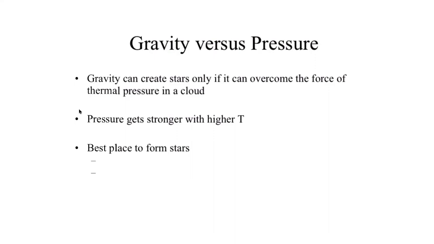And so you need a place where the gravitational force is going to beat the pressure force. And so since the pressure gets stronger the hotter you get, the best places to form stars are the places where the force of gravity is the highest. And those are places where it's very dense, where there's a lot of matter there. So dense regions, which means high gravity.